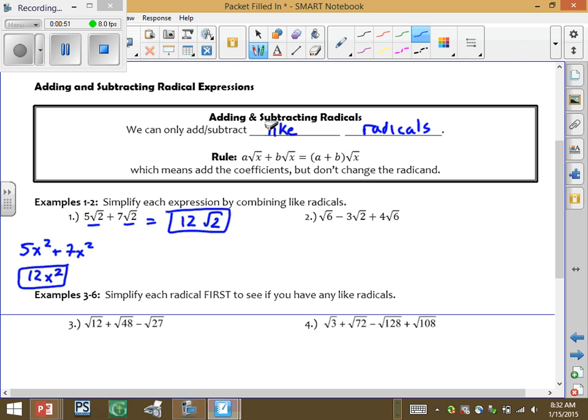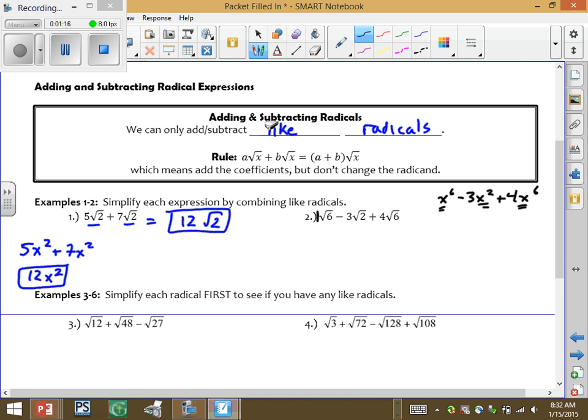So you look at number 2, there's no number in front of that square root of 6, right? Just in case you forget, that's almost like saying a 1. So if you want to think about this, it's almost like saying x to the 6th minus 3x squared plus 4x to the 6th. Well, that x squared, there's nothing you can do with that. We don't have a like term to that, but we do have the x to the 6th and the 4x to the 6th, we combine.